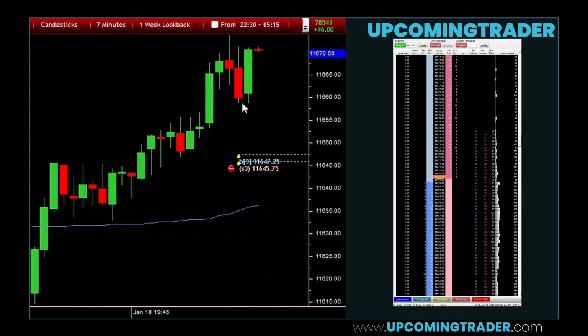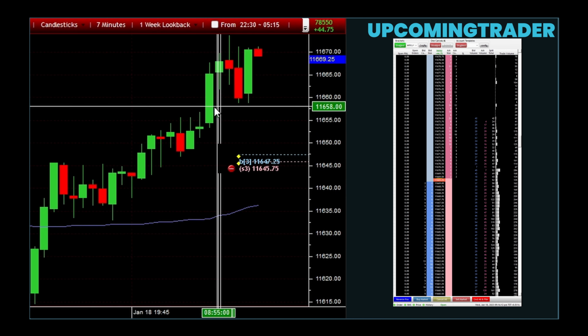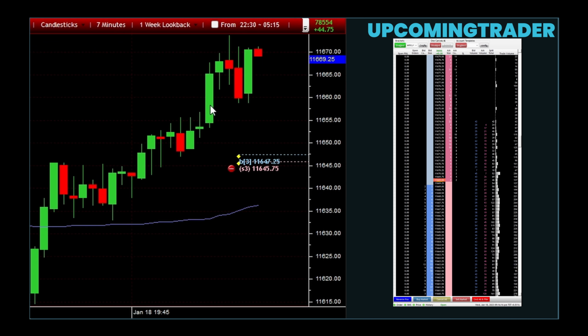On the other hand, low volume nodes are the opposite. These are price levels where very little trading took place. Price tends to move quickly through these areas because there is not much to hold it up or push it back. So if you are watching the market and price enters a low volume node, it could be a sign that things will start moving faster. This is useful to know if you are looking for breakout trades or opportunities to catch a quick move.